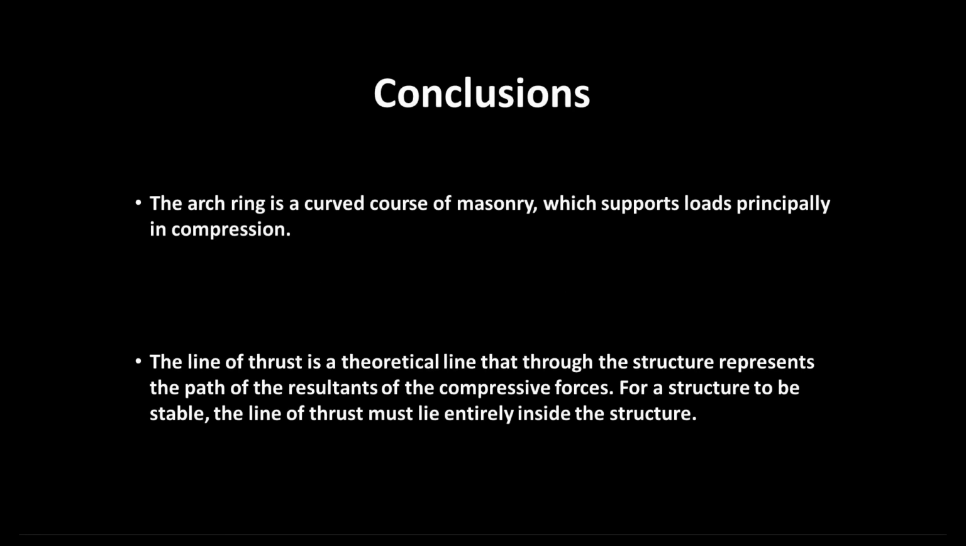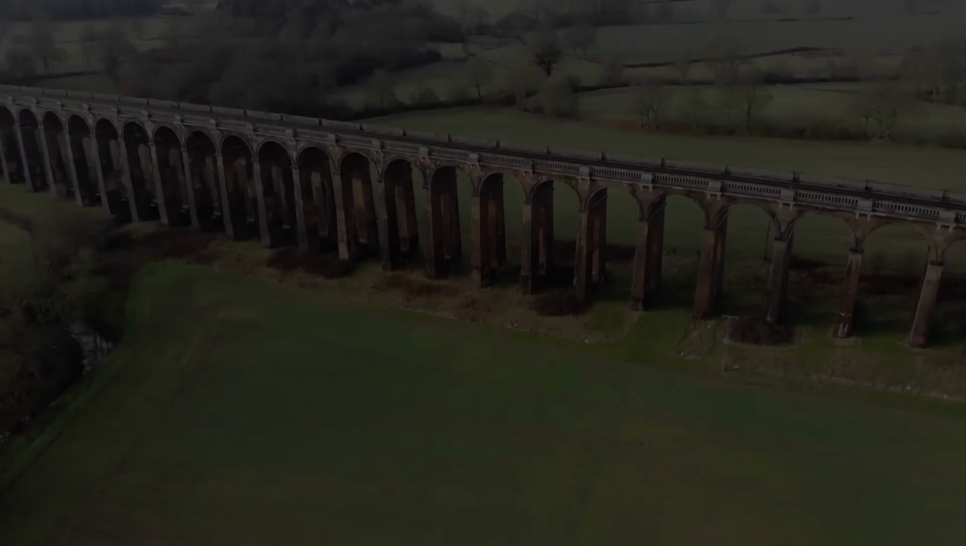From the conclusions, what we learned: the arch ring is a curved course of masonry, which supports loads principally in compression. The line of thrust is a theoretical line through the structure that represents the path of the resultants of the compressive forces. For a structure to be stable, the line of thrust must lie entirely inside the structure.